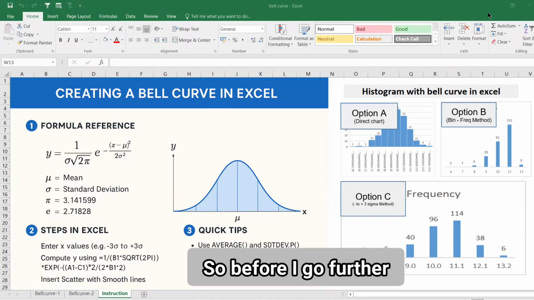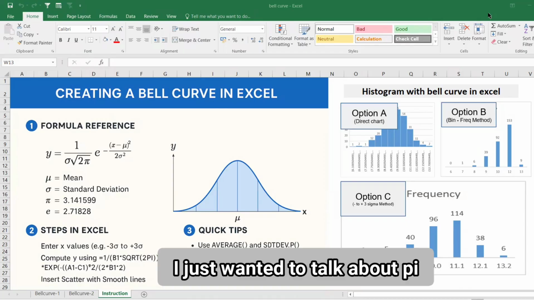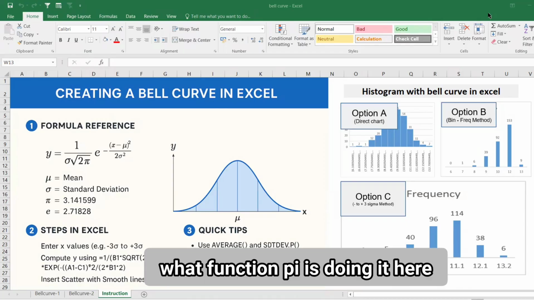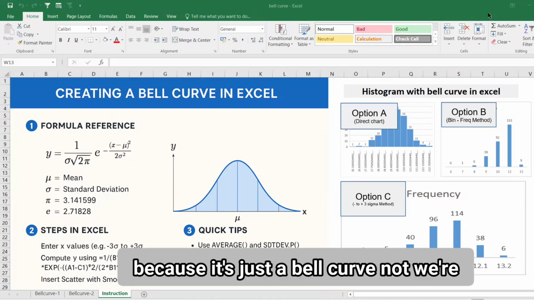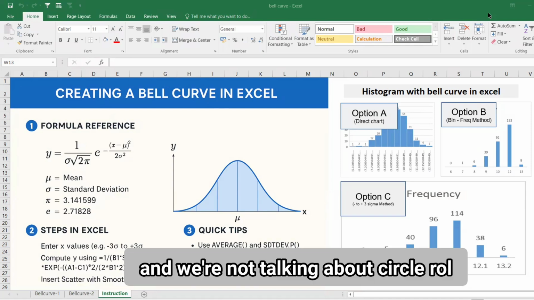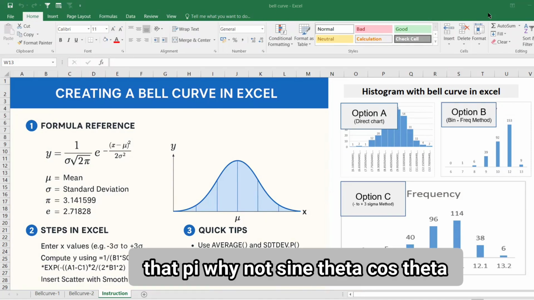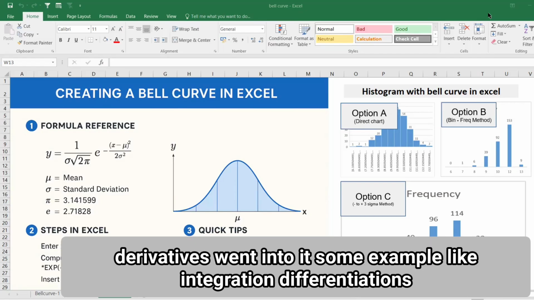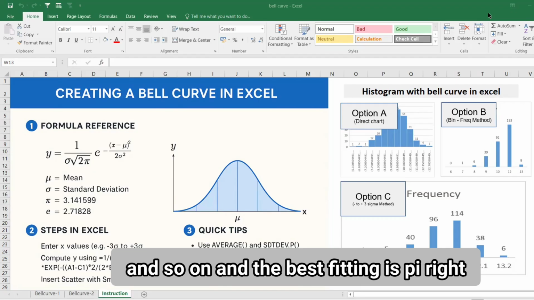So before I go further, I just wanted to talk about pi. You may ask what function pi is doing here, because it's just a bell curve. We're not talking about circular motion, and we're not talking about a circle or oval and all that. Why pi? Why not sine theta, cos theta, and those things? There are so many mathematical derivatives that went into it, for example integration, differentiation, and so on. And the best fitting is pi, right?